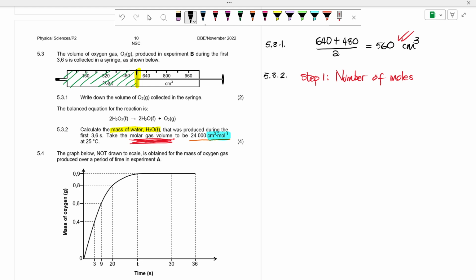But if I know that, then I can find the moles of whatever. It doesn't matter if it's on the reactants or if it's on the products. If I know the number of moles, I can find the number of moles of anything else using the ratios. So in this case, I'm given oxygen, so I can find the number of moles of oxygen.